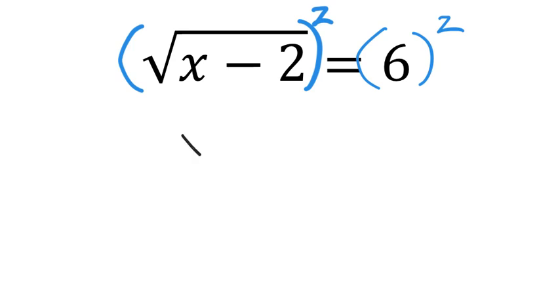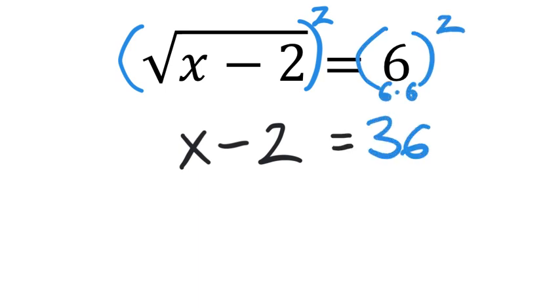It takes whatever's on the inside of that root and just brings it down for us, which is pretty nice. Then right here we've got 6 times 6, which is 36. So x minus 2 needs to equal 36. Remember, this x minus 2 is kind of like our absolute value equations, not that I think anyone really wants to remember that.